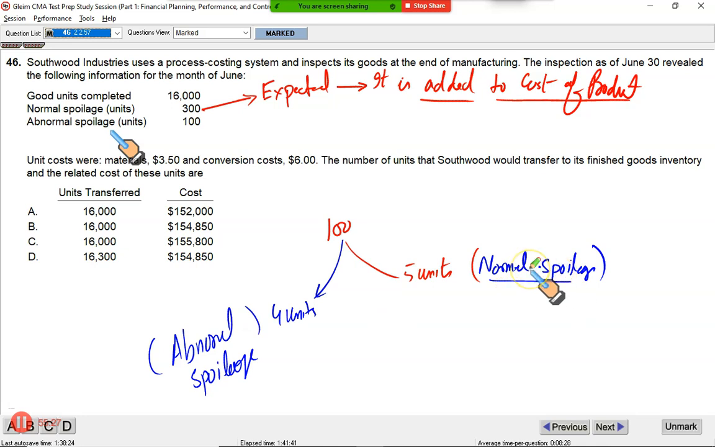So the loss that is expected in the production process is called normal spoilage. But the loss that should not happen is called abnormal spoilage. Your question will clearly tell you which is normal and which is abnormal. So how do we treat that?